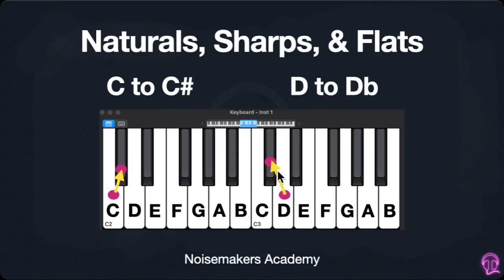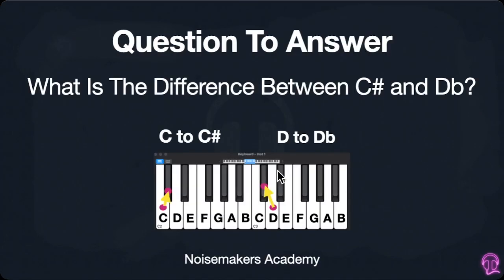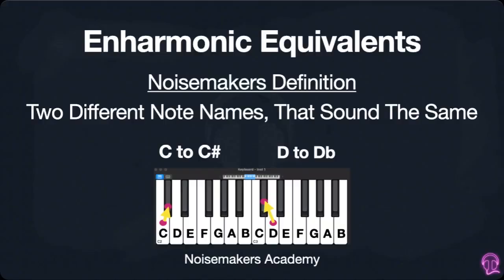Now I know what you may be thinking. What is the difference between C sharp and D flat? Technically, nothing. It's all about context. Okay, so let's explain that. And this is where the enharmonic equivalence comes in. It's two different note names that sound the same. So for instance, we have a C sharp and we have a D flat, but they technically sound the same.